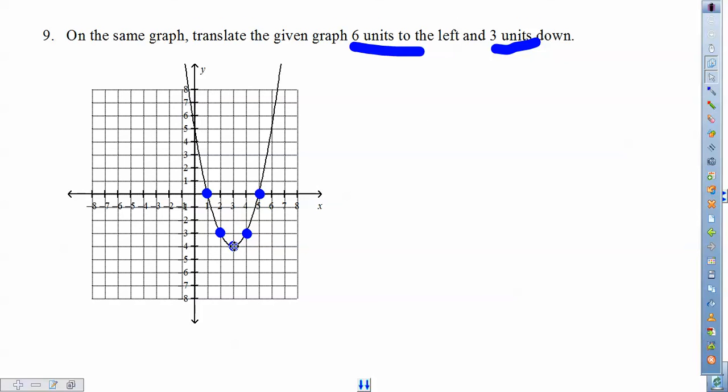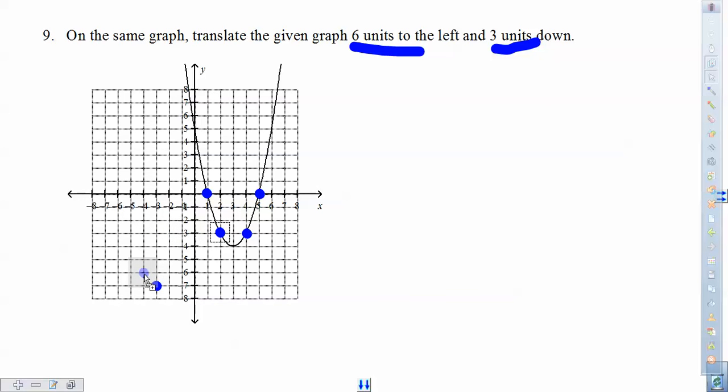So each one of these, we'll start with the vertex. 1, 2, 3, 4, 5, 6. Was that 6? Yes, it was. And then we'll move them 3 down. 1, 2, 3. There we go. Do the same thing for these other points. 1, 2, 3, 4, 5, 6, down.